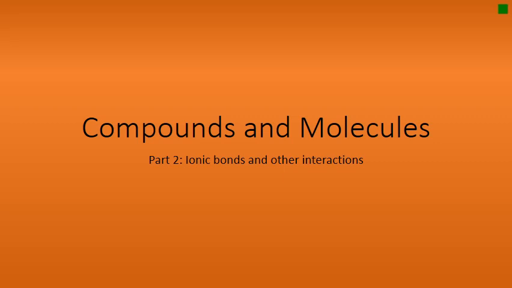This presentation is the second half of Module 2 of Chem for Bio at Northern Virginia Community College Annandale campus. In this second half, we continue to focus on compounds and molecules with an emphasis on how ionic bonding occurs, how compounds are created using ionic bonds, and then how other attractive forces, how other interactions affect the behavior of molecules.